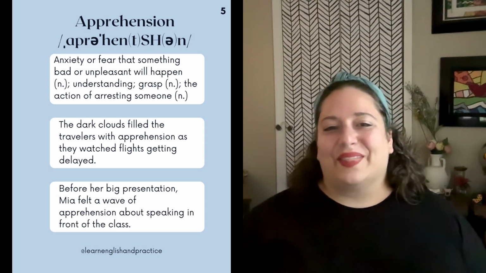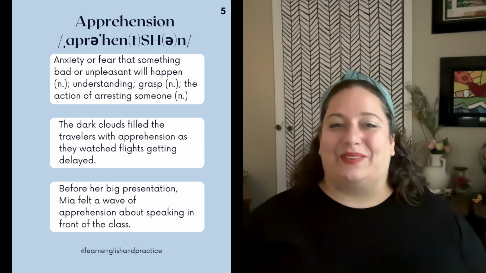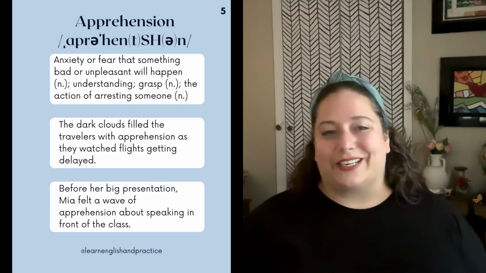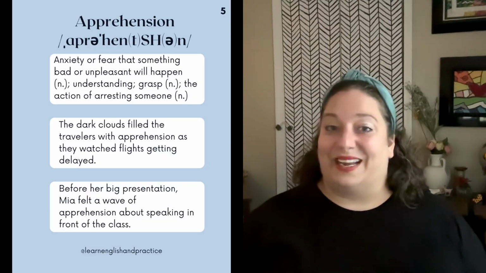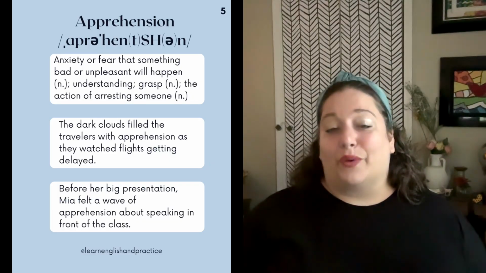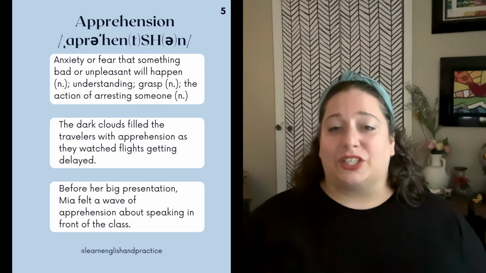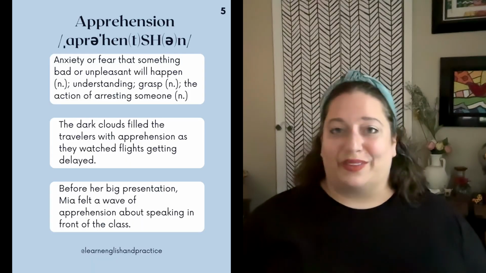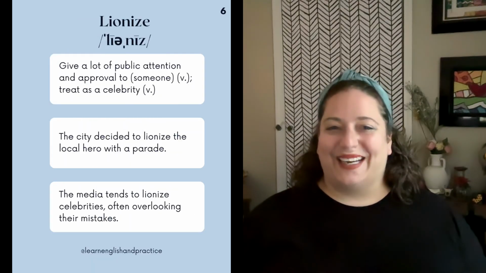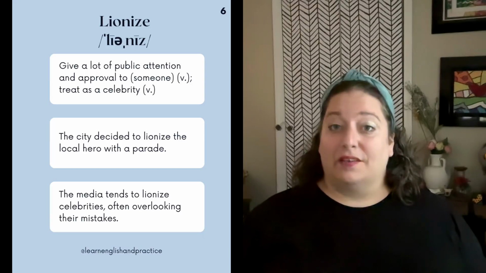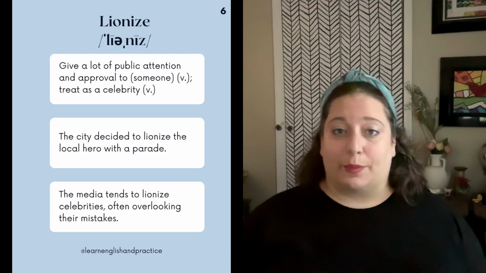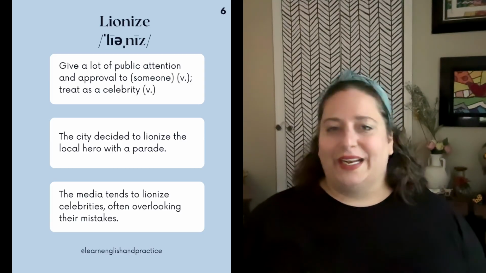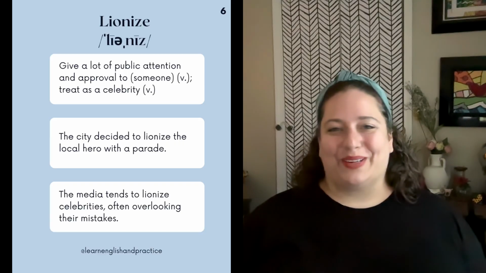Examples are, the dark clouds filled the travelers with apprehension as they watched flights get delayed. Before her big presentation, Mia felt a wave of apprehension about speaking in front of the class. Lionize. This means give a lot of public attention and approval to someone, as a verb. Treat as a celebrity, as a verb.